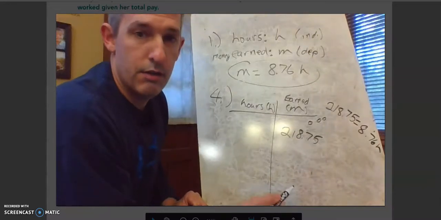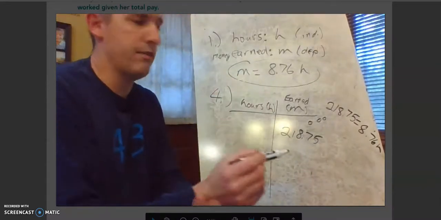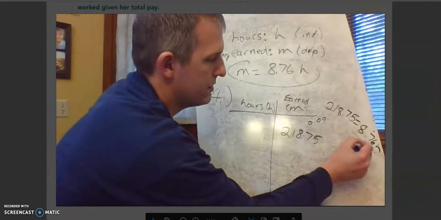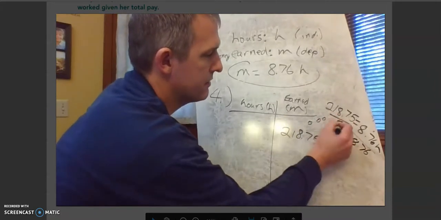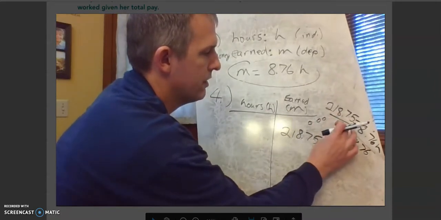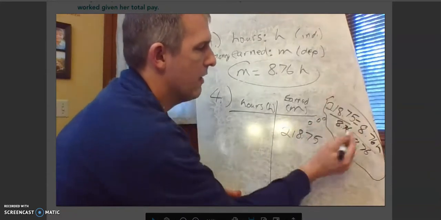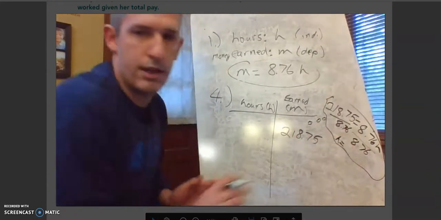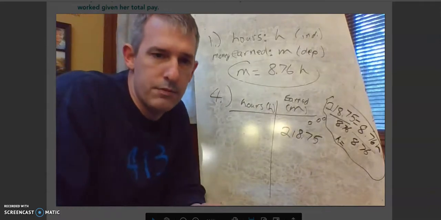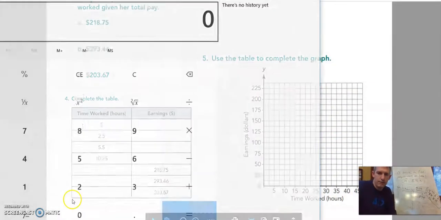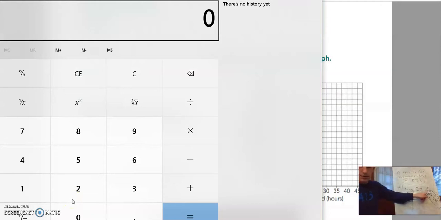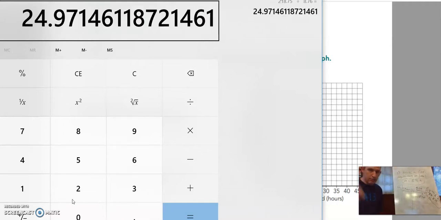So what am I going to do? Well, H is being multiplied, so I'm going to do the opposite of that, which is division. So I'm going to divide both sides by 8.76. And that's going to tell me what my H would equal. All right, so H equals, calculator, 218.75 divided by 8.76. Oh, not a very nice even number.